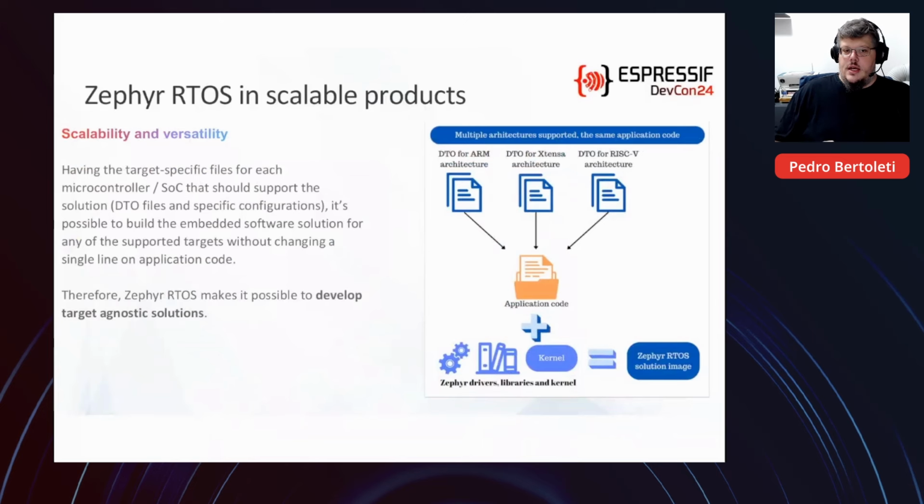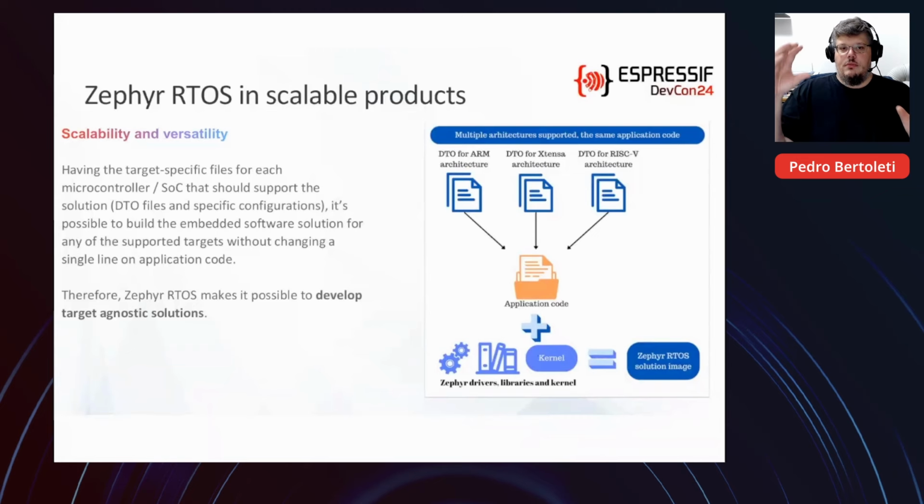Well, the second benefit I would like to highlight is the scalability and versatility that Zephyr RTOS can offer. As said before, if you have a DTO file for each architecture or each target your solution must support, you can develop a target agnostic solution, which means the application code is the very same and doesn't make references to the deep target features.